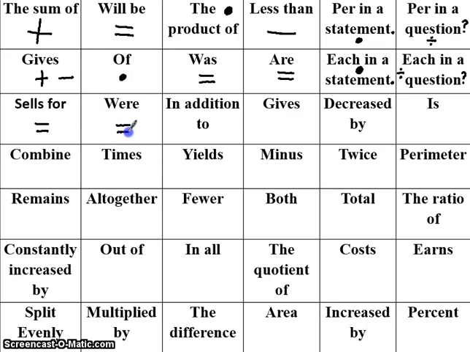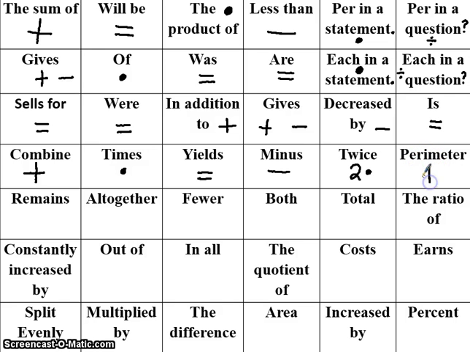Were, that's equals. In addition to, add. Gives, again we could have add or subtract for that one. Decreased by, subtract. Is, equals. Combined, if we combine two peoples, we add them together. Times, multiply. Yields, yields means to result in or equals. Minus, subtract. Twice, this is a very specific one, it means 2 times.